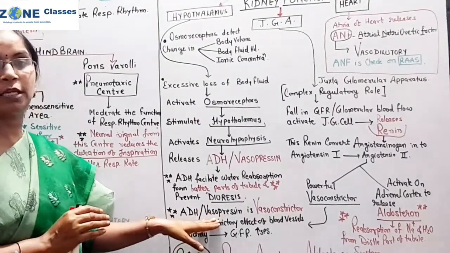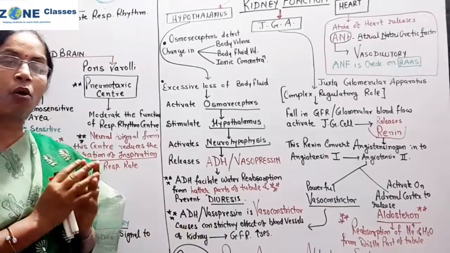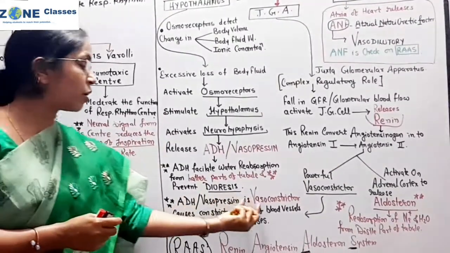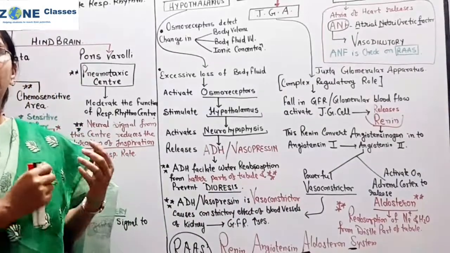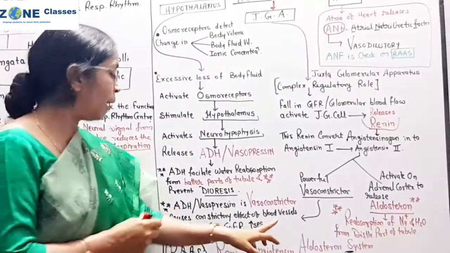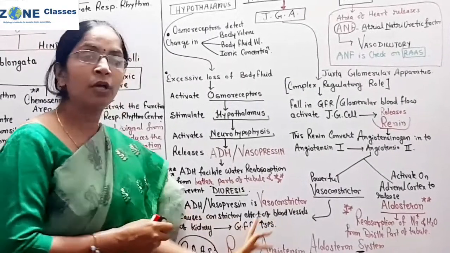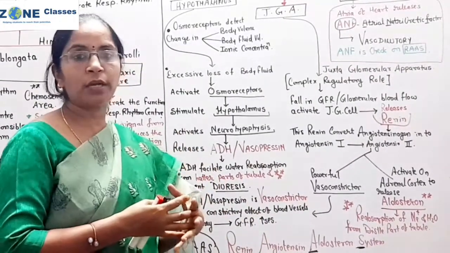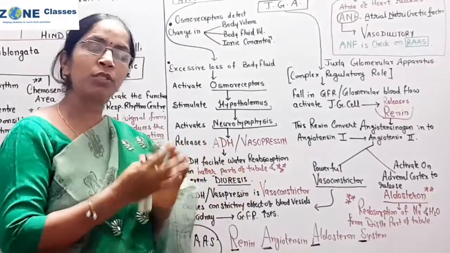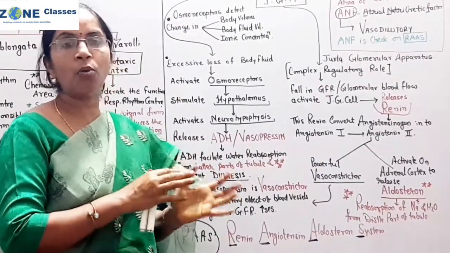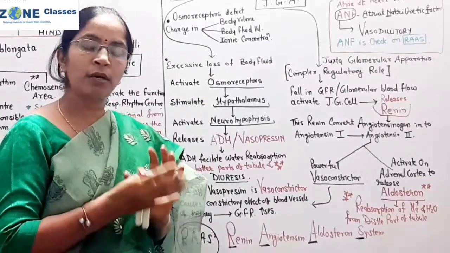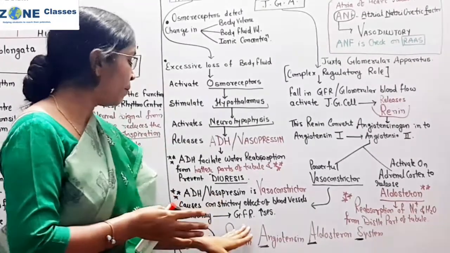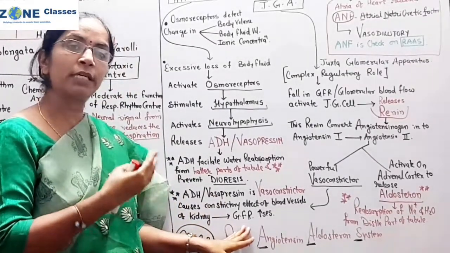ADH or vasopressin, you remember, is a strong vasoconstrictor, and because of that it constricts the diameter of blood vessels in the kidney. Because of that, you remember, the glomerular blood pressure and glomerular filtration rate increase, and the process of filtration of blood now comes to a normal rate.